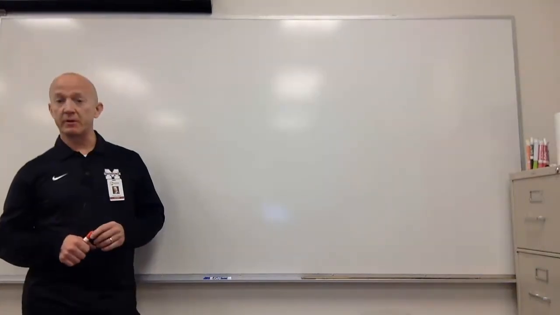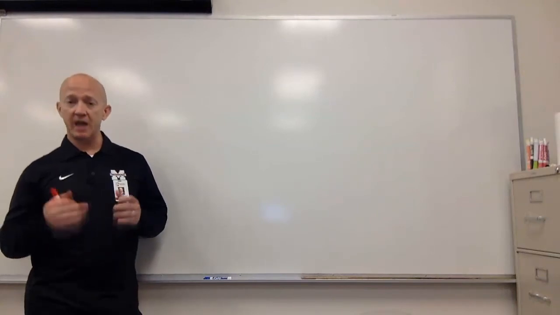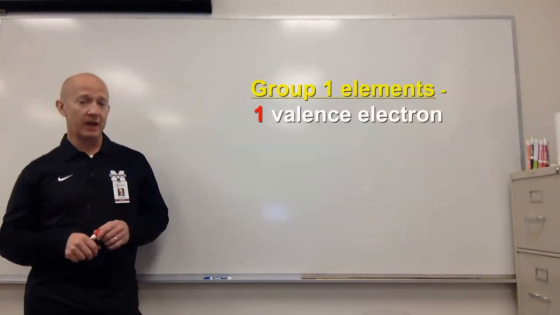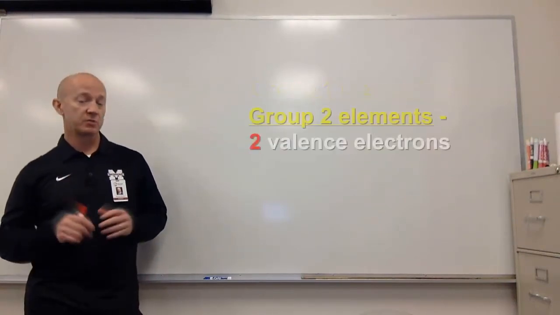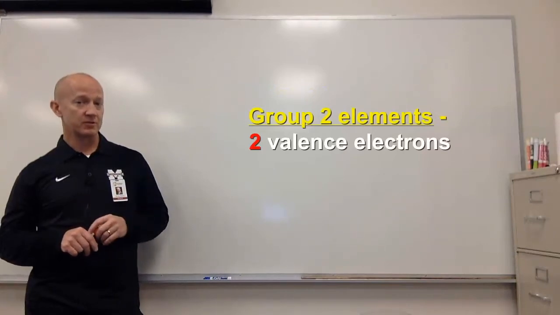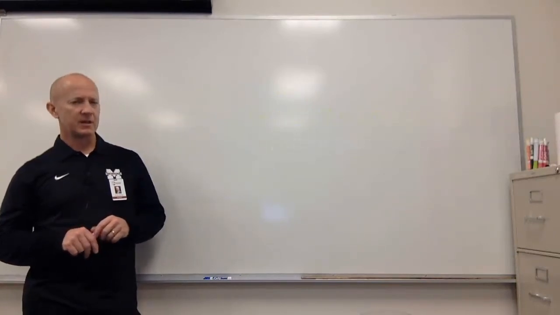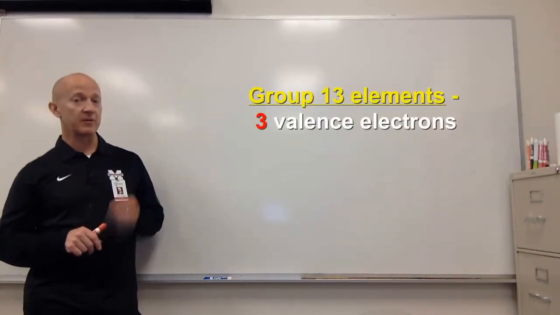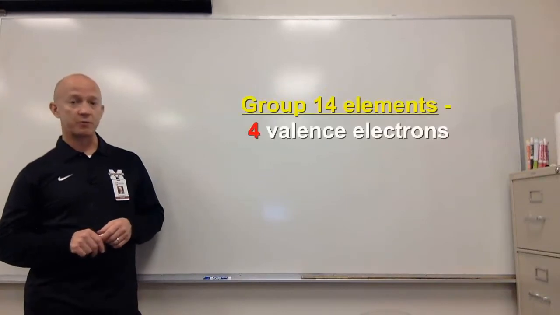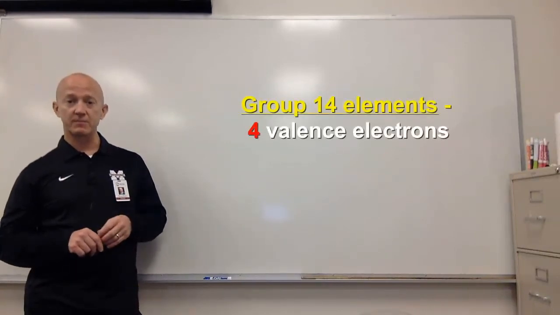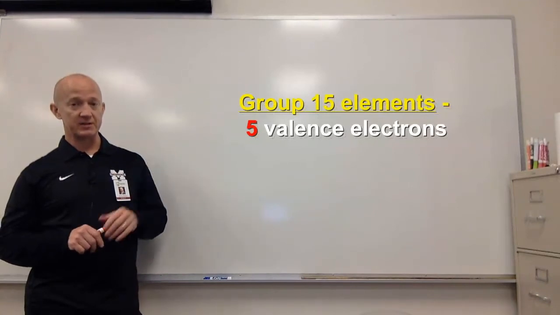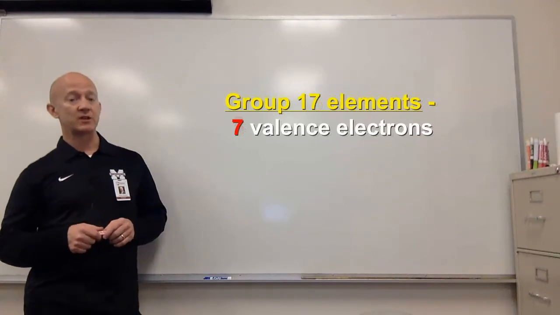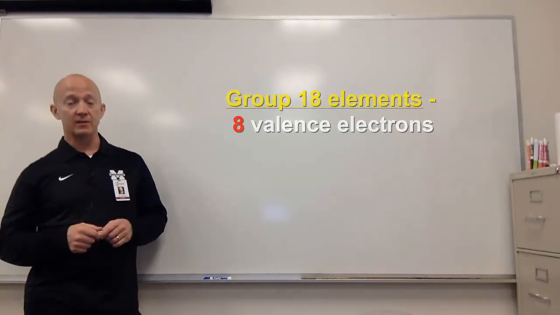For some groups on the periodic table, it's pretty easy to determine how many valence electrons there are. For group 1, those elements all have one valence electron. Group 2, 2 valence electrons. Now we have to skip over to group 13 next. In group 13, those elements have 3 valence electrons. In group 14, they have 4 valence electrons. Group 15 has 5 valence electrons. Group 16 has 6 valence electrons. Group 17 has 7 valence electrons. And group 18 has 8 valence electrons.